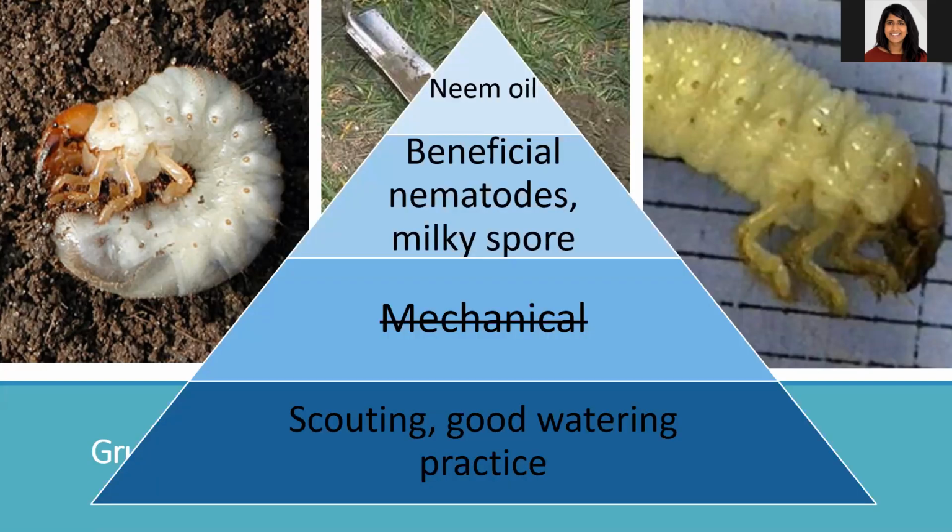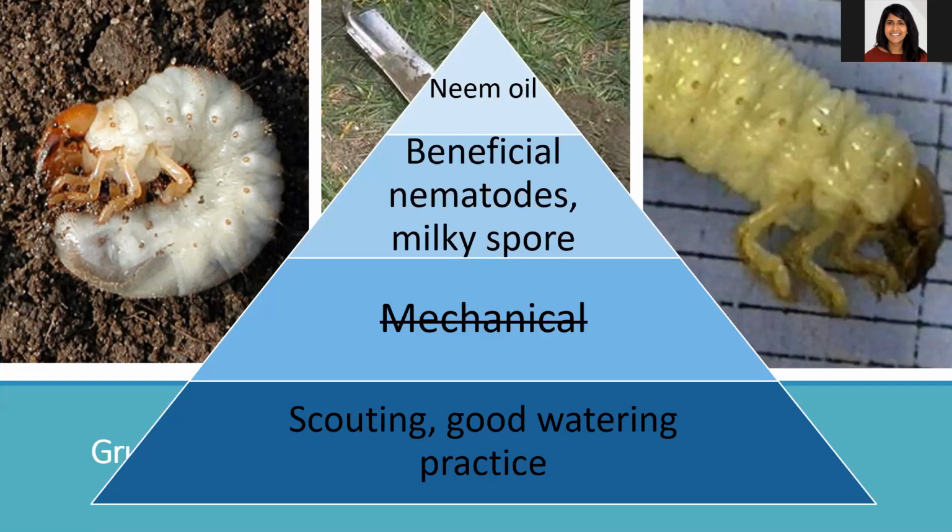So using this IPM framework, I'm going to go ahead and fill it out with cultural at the bottom again. So cultural includes scouting and using good watering practices. There aren't any recommended mechanical practices for grubs because those mechanical practices would ruin your lawn. So we skip up to biological.